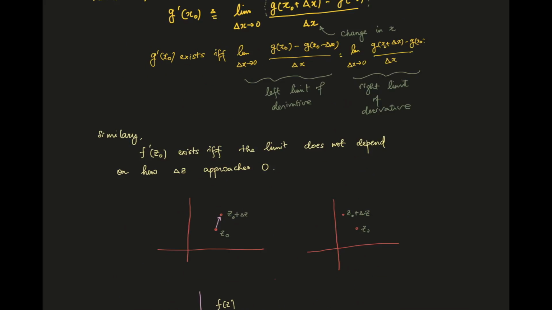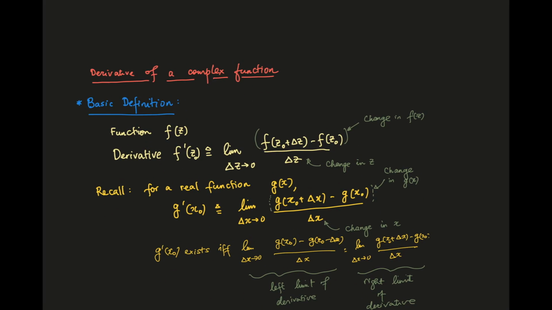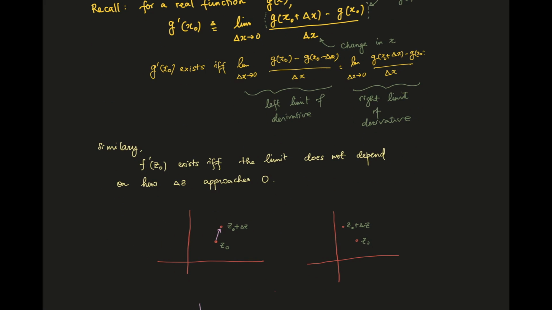Okay, so with this definition of complex derivatives, we have to be very careful because we have to make sure that the limit does not depend on how delta z approaches 0. And this property makes it much more complicated to define complex derivatives and to make sure that they exist.